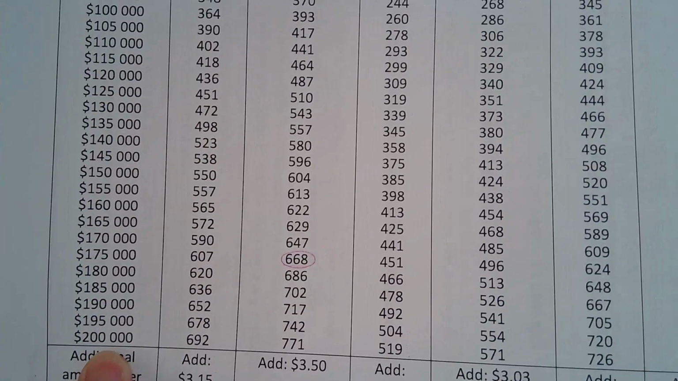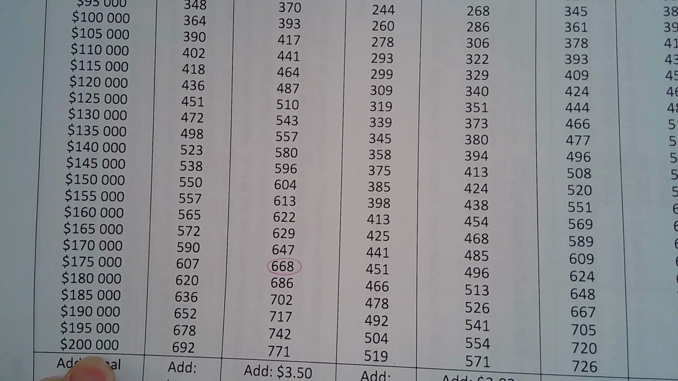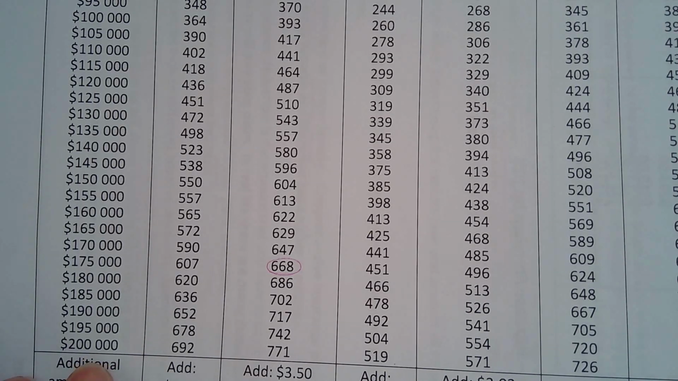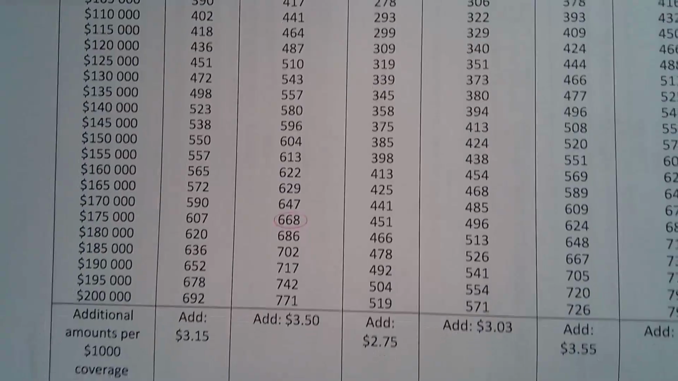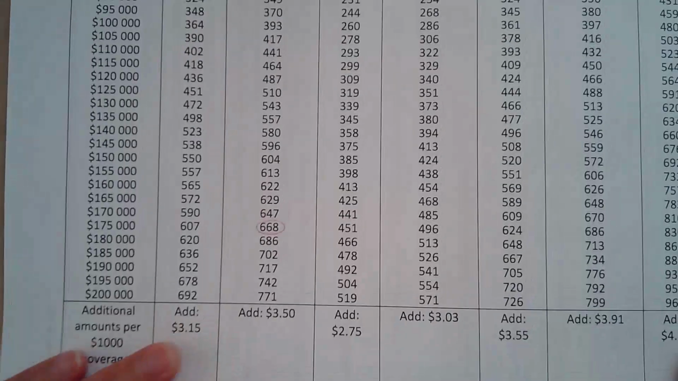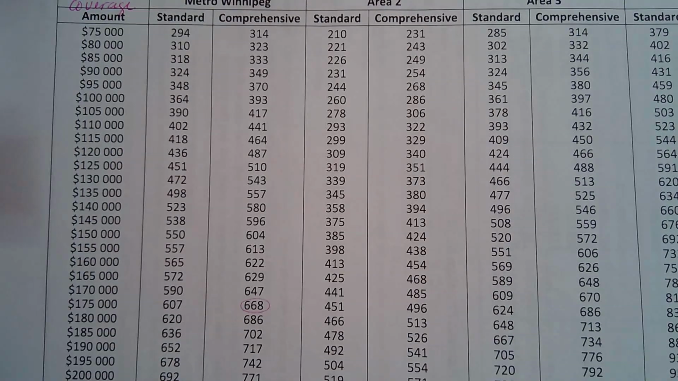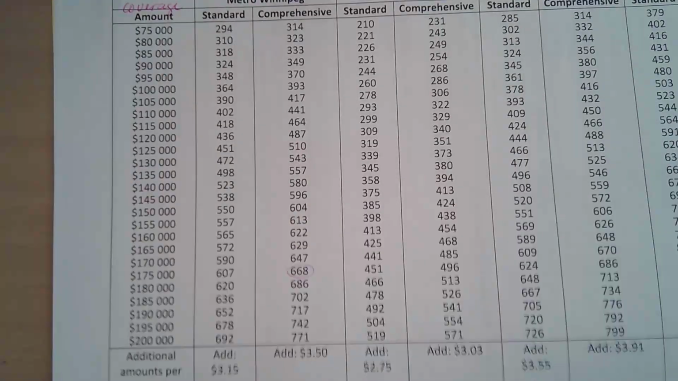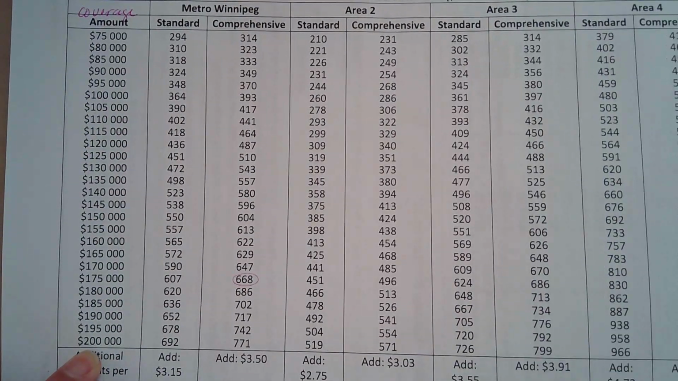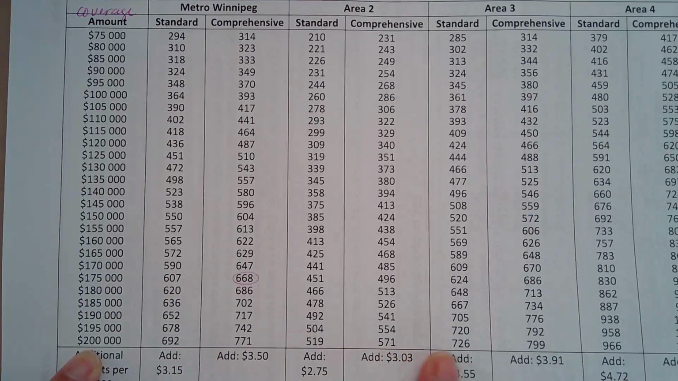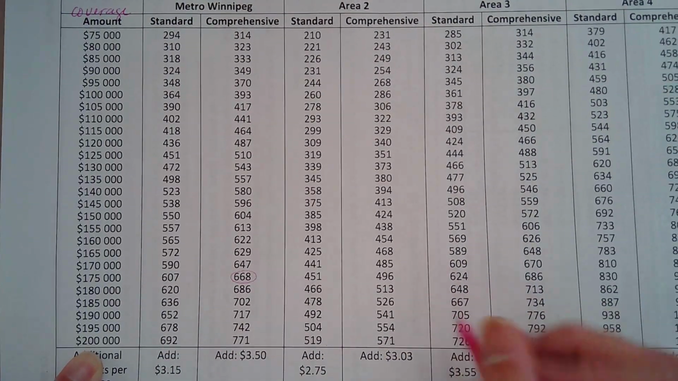So which one do we need? It says Area 3. Standard. Area 3 standard. Okay, where's Area 3 standard? What is that value? I'm gonna zoom out. Okay, so we're gonna go up to 200, and then Area 3 standard. Okay, not enough. Sorry. Go back up. So up to 200,000, the Area 3 standard. Are you looking at $726? Yeah. Okay, so that's what we need.